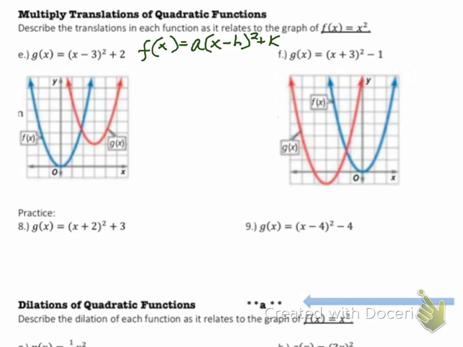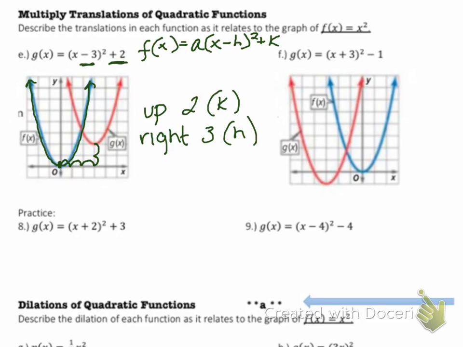So in example E, again, we have our parent function here right in the middle. And so we kind of already know what's going to happen. We're going to go up 2 and to the right 3. And let's even see if that works. So comparing just like my vertex. Okay, let's see if I can write. Here's my vertex. And I move 1, 2, 3, up 1, 2. So that makes sense. So I'm going to say up 2. And maybe even say that that's my K value. And right 3. And that's Hank. That's the inside number.